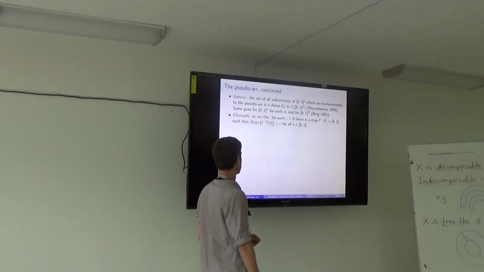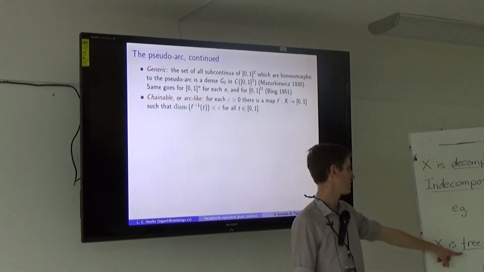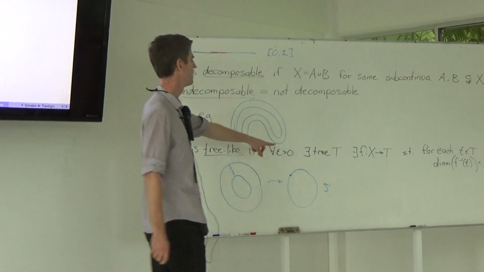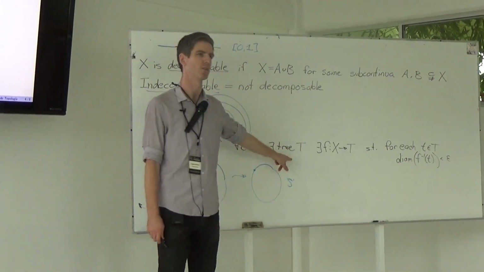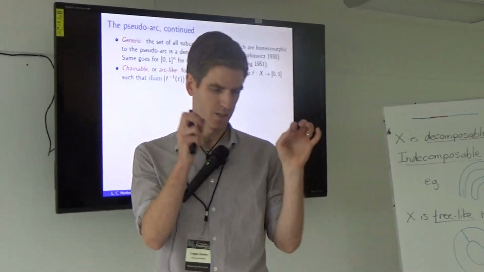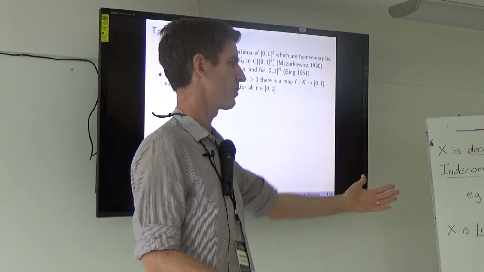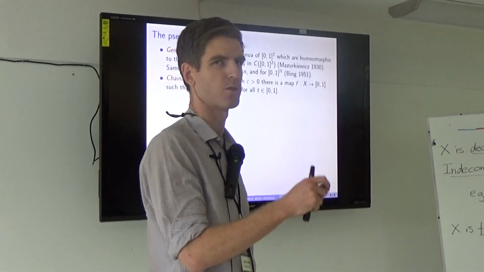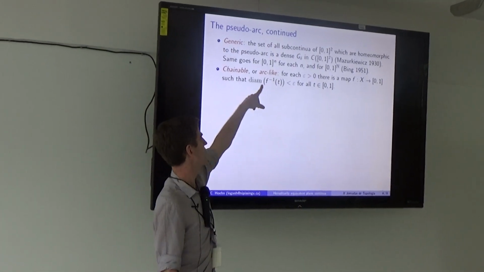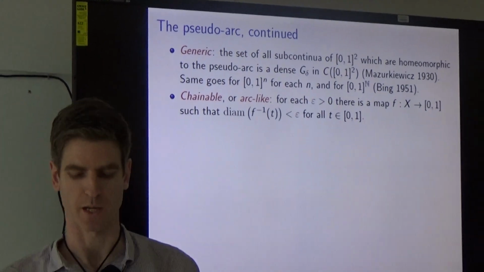The pseudo-arc is more or less by construction also arc-like. So this was the definition of tree-like. The definition of arc-like is the same, just with the arc, so this space instead of the tree here. So at any level of detail, if you just blur your vision a little bit, when you look at the pseudo-arc, you're going to see something which is indistinguishable from an arc. So for historical reasons, there are two names for that. Same property, chainable and arc-like, but they mean the same thing.